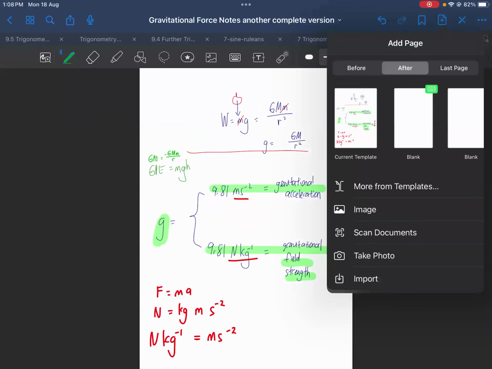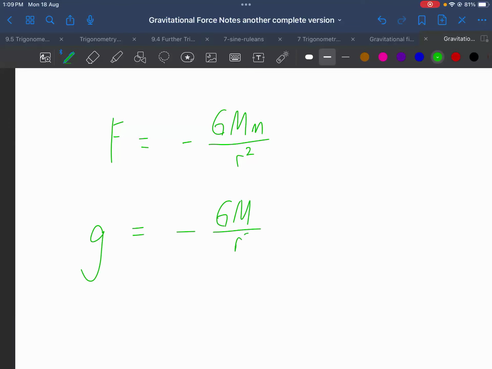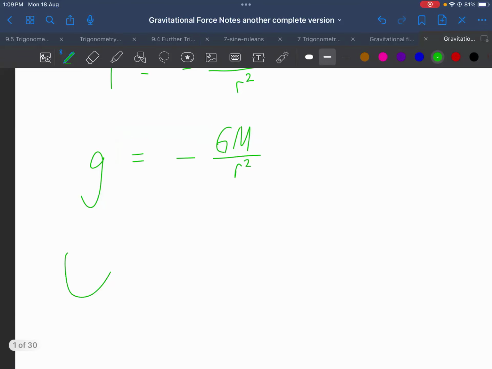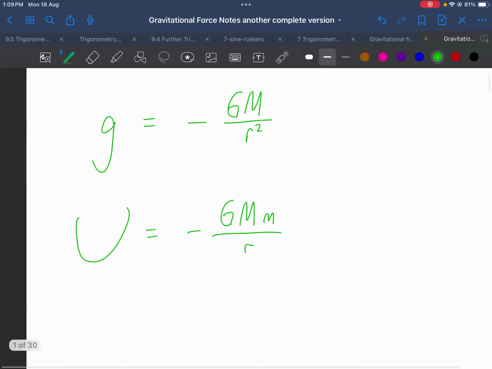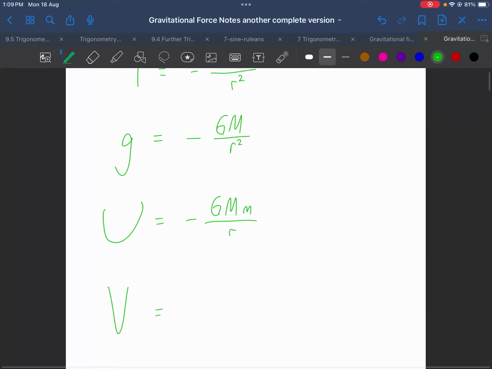The first one is gravitational force equal to negative GMm over r squared. Then gravitational field strength is negative GM over r squared. Gravitational potential energy, I call it U, capital U. Gravitational potential energy is negative GMm over r. And finally, we have gravitational potential.